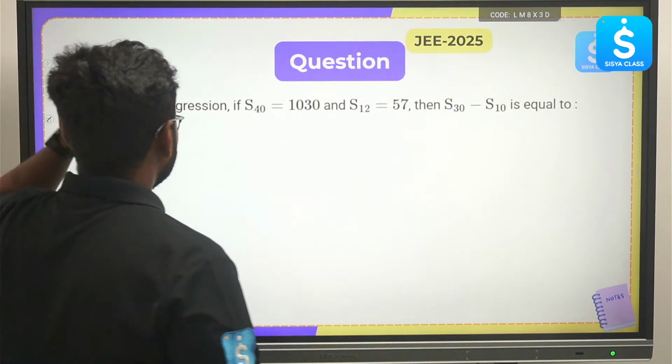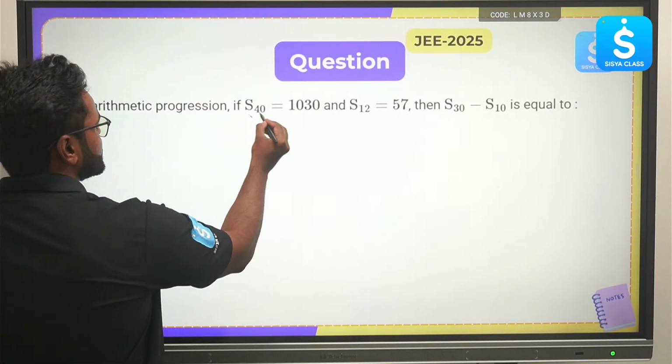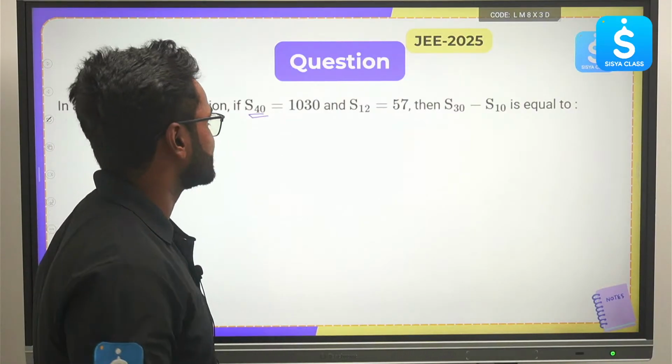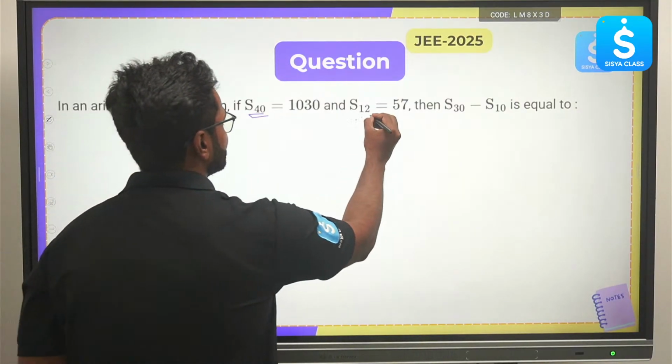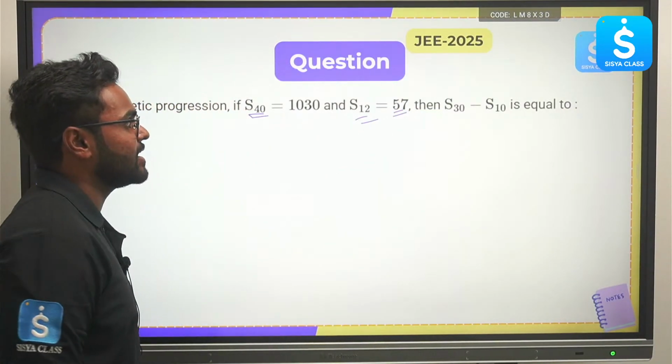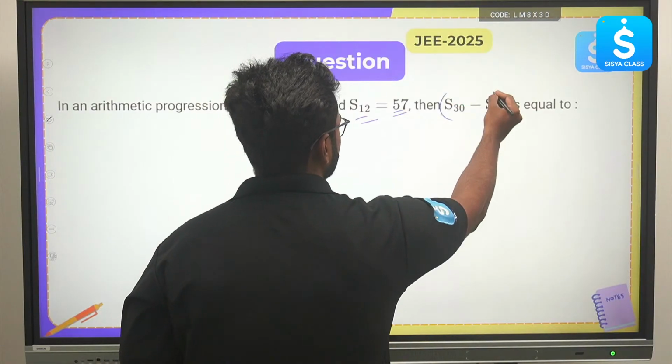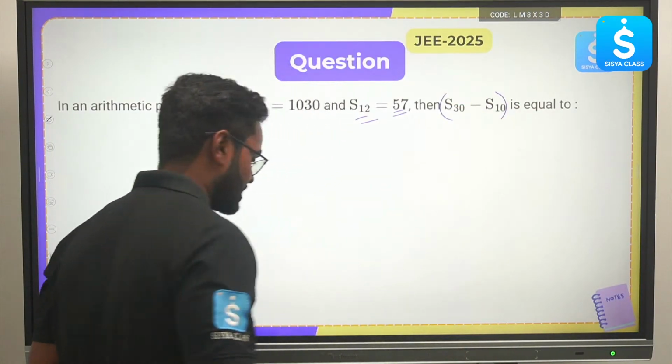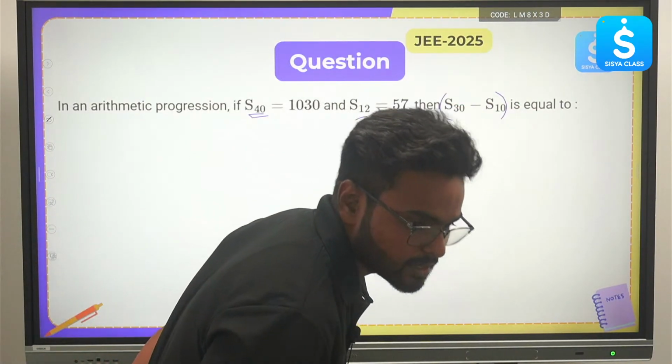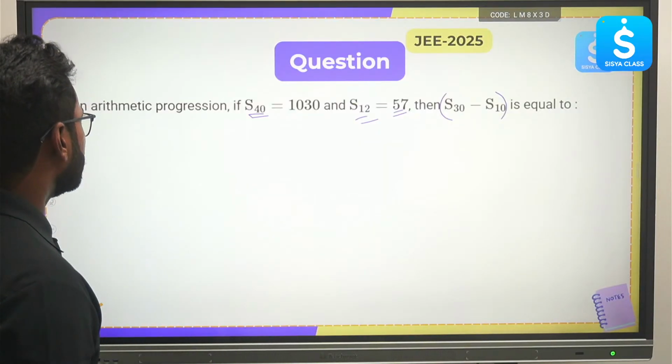Now, let us solve this. In an arithmetic progression, the sum of 40 terms is 1030 and the sum of 12 terms is 57. And we are asked the sum of 30 terms minus the sum of 40 terms. Okay, let us try solving this.